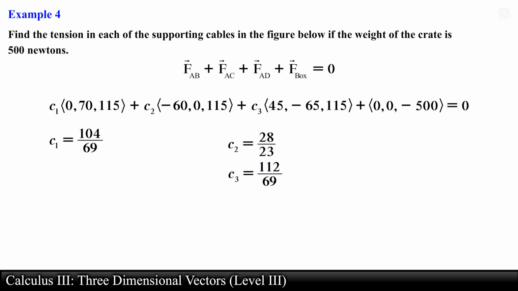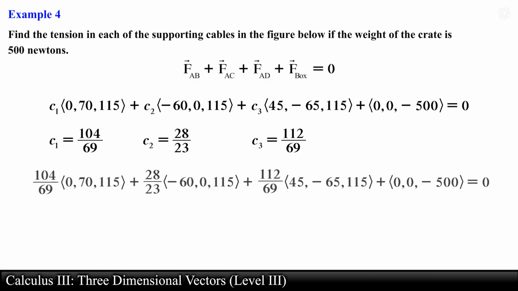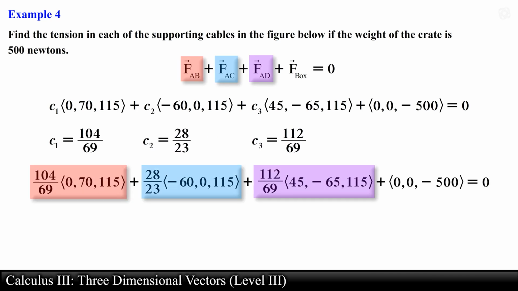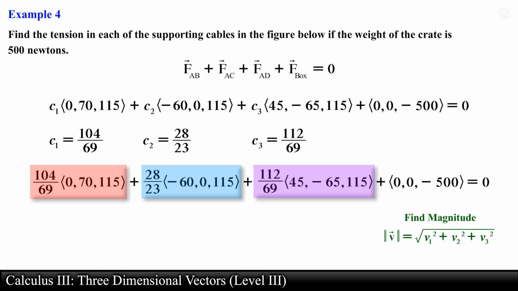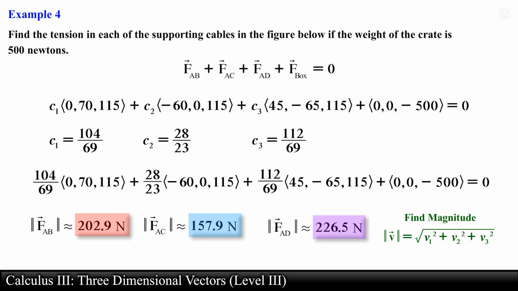The last step is to go back to our expressions representing the tension force for each rope and substitute these scalars and then multiply it by each rope's direction vector. This generates the component form for each tension force. And finally, all we need to do is to find the magnitude of each tension force by using the Pythagorean theorem in 3 dimensions. Approximating the magnitudes, we obtain the following values for each of the forces.